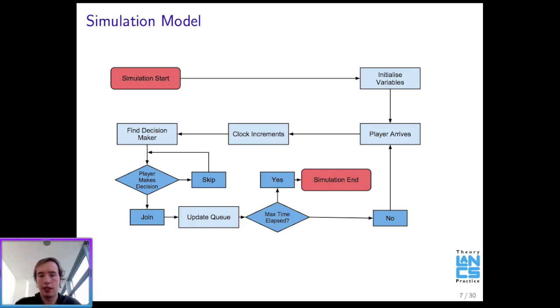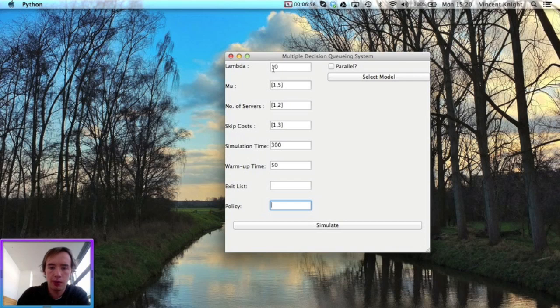Let's have a look at an example using the GUI that I built here. We have all the parameters already entered. This is the inter-arrival rate or demand, the service rate or the service time, number of servers at each station, the skip cost, and here we have the simulation time and warm-up time. You can see, because this is a list of two numbers, that we have two stations here. So if we run this under selfish conditions, see what we get.